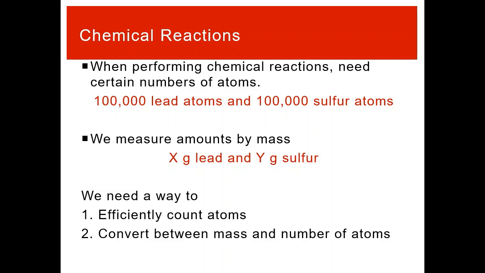So there's two main things that we want to address here. The first is we want to efficiently count atoms. It's going to be cumbersome to be talking about thousands or millions of atoms at a time. We want a way to efficiently count atoms, and we're going to need a way to convert between this number representation and the actual functional mass representation. So we're going to need a way to deal with that. So those are the two types of factors that we want to deal with in this chapter 3, especially this first set of videos.